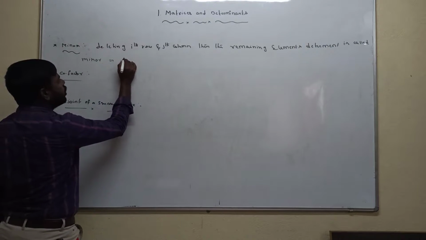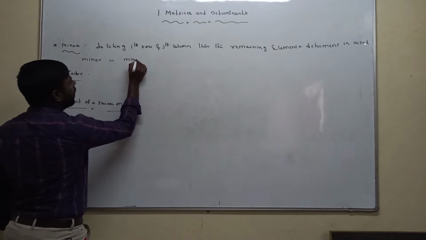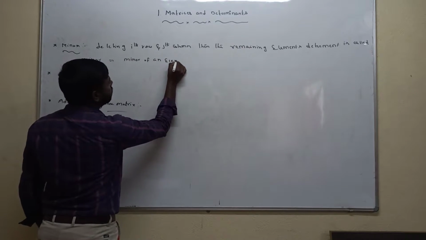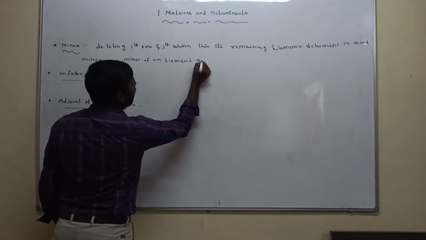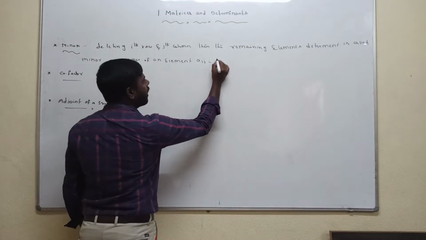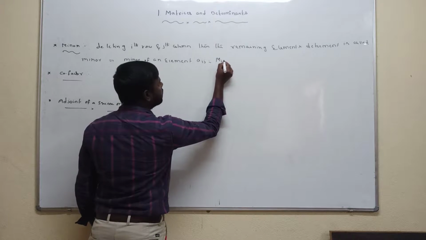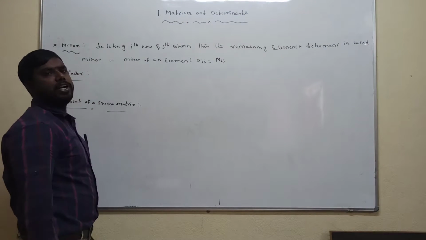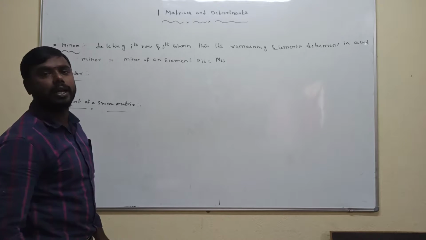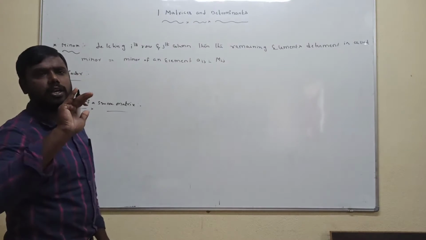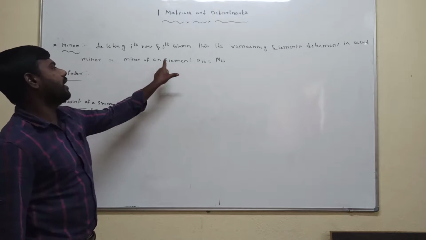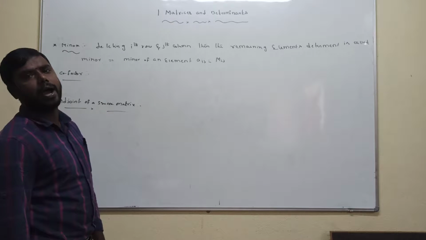So minor of an element aij is denoted by capital Mij. Minor of an element is denoted by capital Mij. Minor is nothing but deleting the ith row, jth column, then the remaining elements, it is called minor. Minor is denoted by capital Mij.